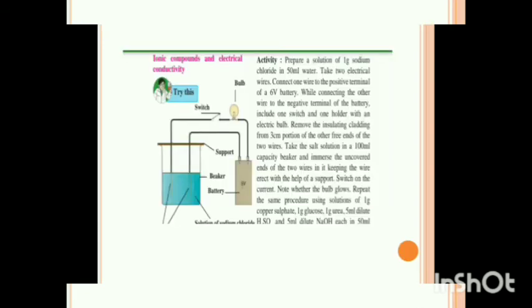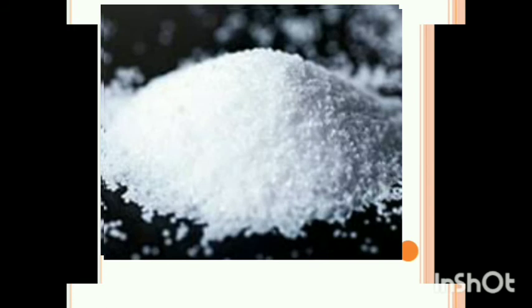Again, there is one activity. Actually, there are so many activities, so theoretically it's tough to understand it. When we do it by ourselves, then it will be easy to understand. So whenever we get a chance, we will do this experiment. So right now you just understand the activities. Here you have to prepare a solution of 1 gram sodium chloride in 50 ml water.